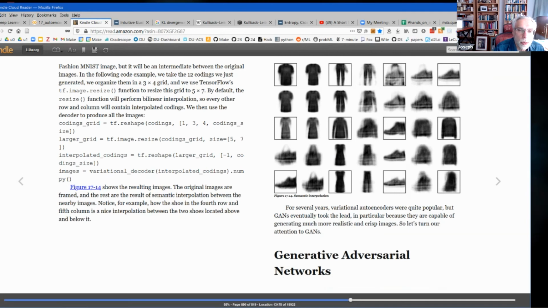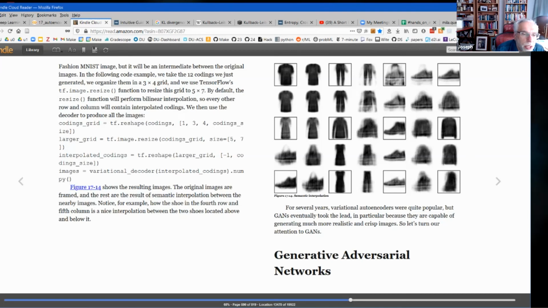If you interpolate between a boot and a shoe, you get something that looks like a sort of quarter top, sort of a high top shoe, right? If you interpolate between a shoe and what's this? I don't know what this is. Is this a high-heeled shoe? I can't really tell, but anyway, it looks like a bunch of junk right there.